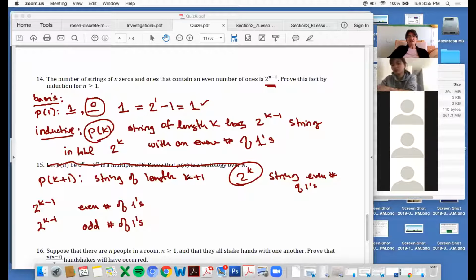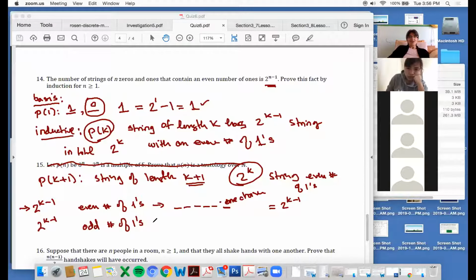Because if I have a string of length k plus 1, I'm adding one more digit to my string. So in the case of the strings that already have an even number of ones, what bit should I add to keep it having an even number of ones? A 0, right? So I have k bits here. For my k plus 1 bit, I only have one choice, because you're forced to write a 0 in there in order to keep it an even number. So you still have 2 to the k minus 1 choices that come from these strings. Does that make sense?